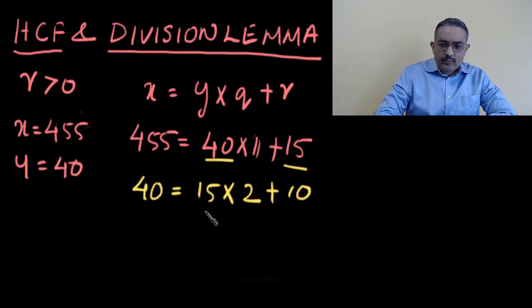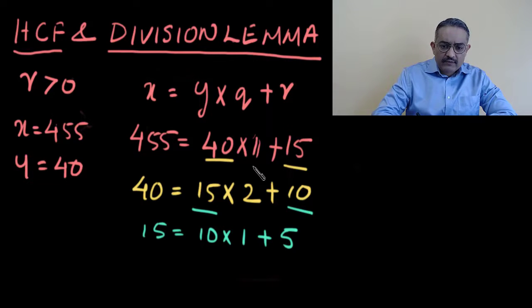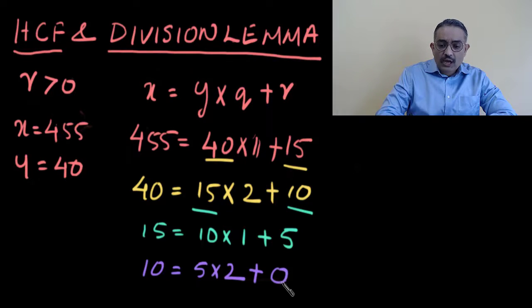So the next step is to think about the new y and the new r, which is this 15 and this 10. So 15 is equal to 10 times 1 plus 5. And then we have the final step, which is 10 is equal to 5 times 2. Now this is actually 5 times 2 plus 0. So since r is equal to 0, by the earlier theorem that we learned, this 5 is actually the HCF from this step, and by extension through this theory that we are learning, it is the HCF of all these number combinations.